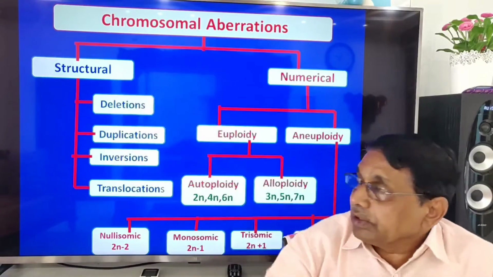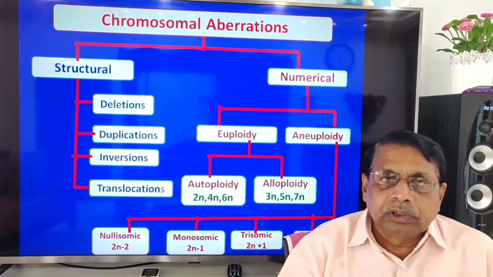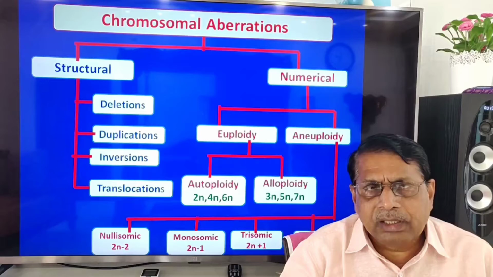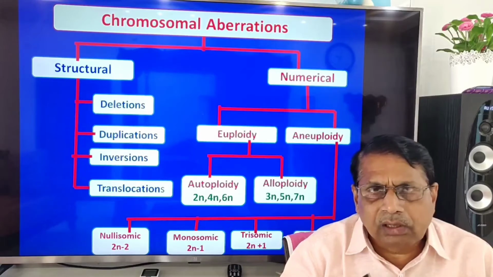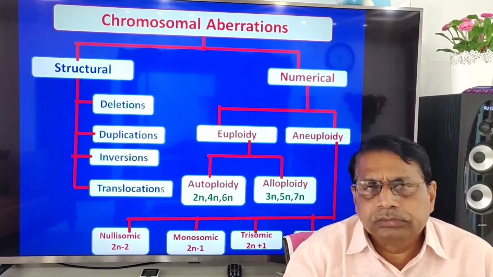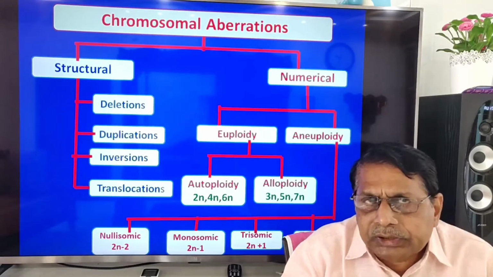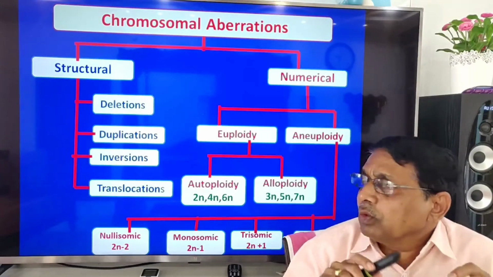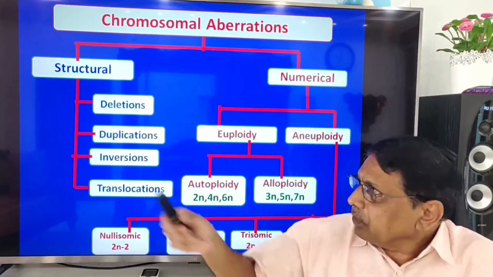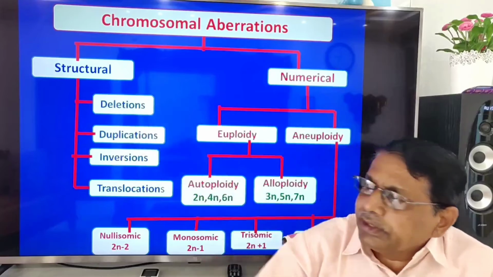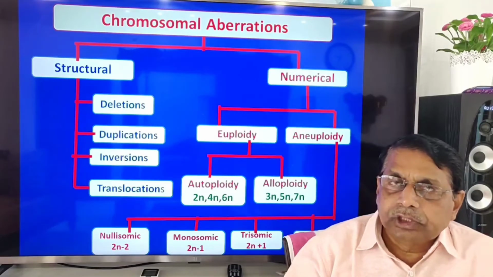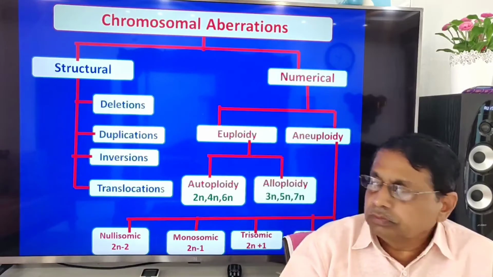Then structural aberrations. The number will be the same, 46 chromosomes in man, 8 chromosomes in Drosophila, or 24 chromosomes in rice, normal. But in 1 or 2 chromosomes there will be a problem. A part of the chromosome may be deleted, that is called deletion. A small part of the chromosome.